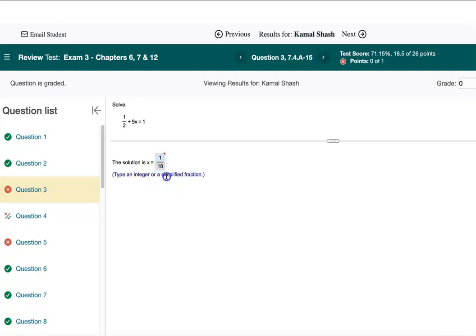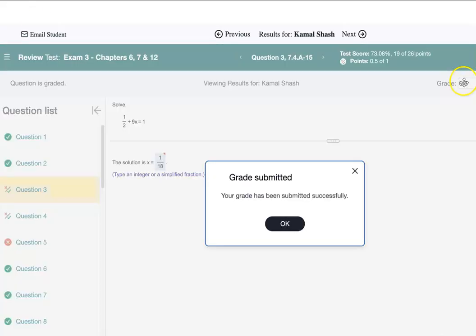So in this case, it's looking for a fraction. So 1/18 would have been the correct answer, and you put the decimal equivalent. So technically that's right, but it is asking for the fraction. So I'll give you some points back for that.